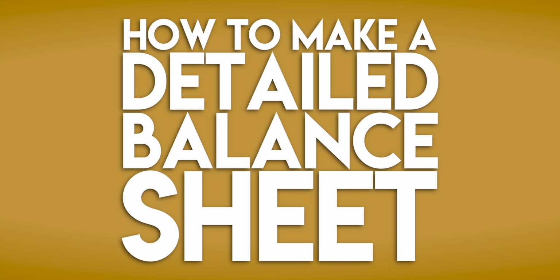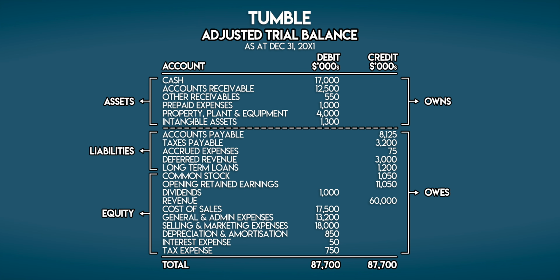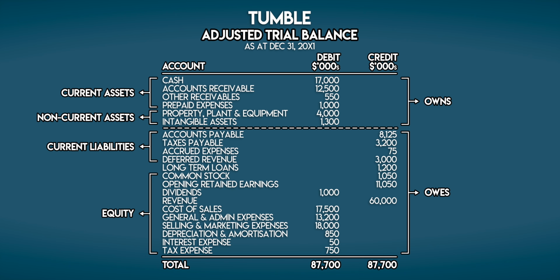How do we make a detailed balance sheet? We follow the same process. But first, we need to divide Tumble's assets and liabilities into current and non-current. Cash, accounts receivable, other receivables, and prepaid expenses are all current assets. Property, plant and equipment, and intangibles are non-current assets. Accounts payable, taxes payable, accrued expenses, and deferred revenue are all current liabilities. And long-term loans is a non-current liability.